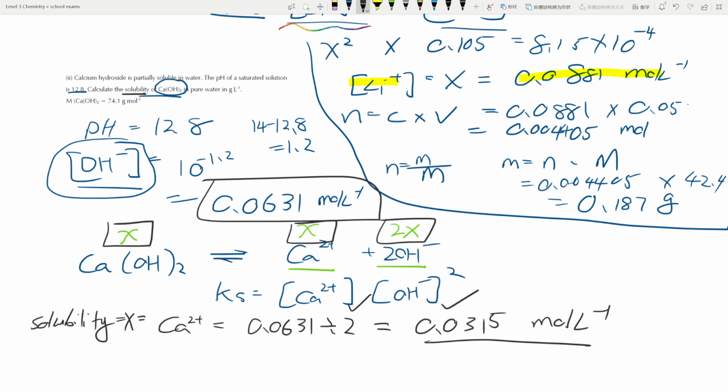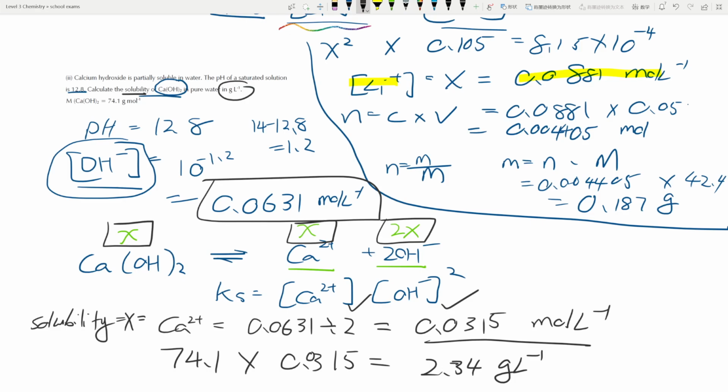per liter. And what do they want? They want me to convert that into grams per liter. So to go from moles per liter to grams per liter, you multiply the molar mass by the moles per liter to give you grams per liter, which is 2.34 grams per liter. I don't even know why I was doing the Ksp, because it's just not needed. So in this particular question, I like questions like this. It's just a bit out of the ordinary.